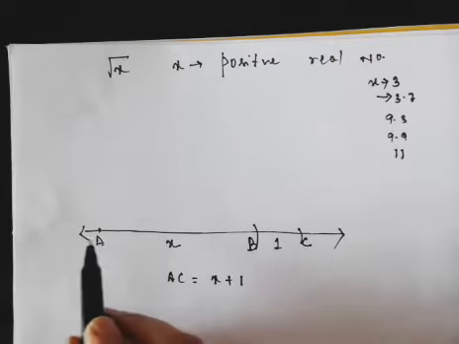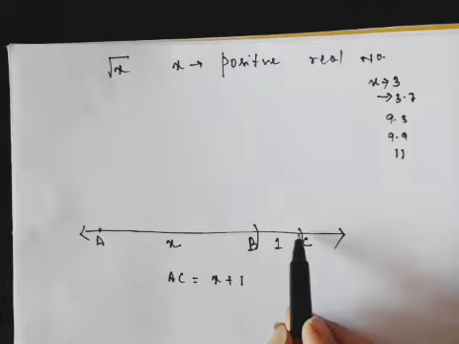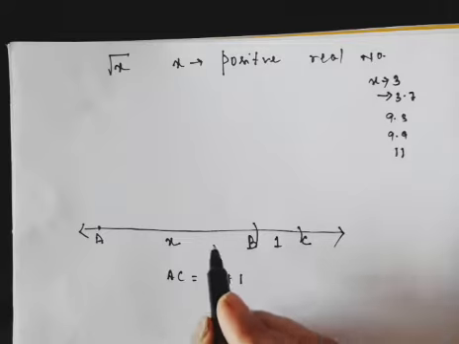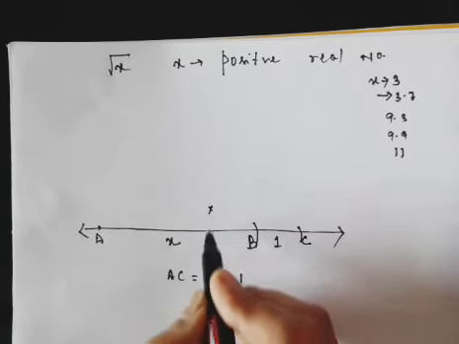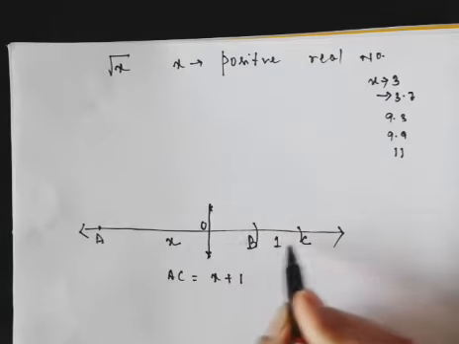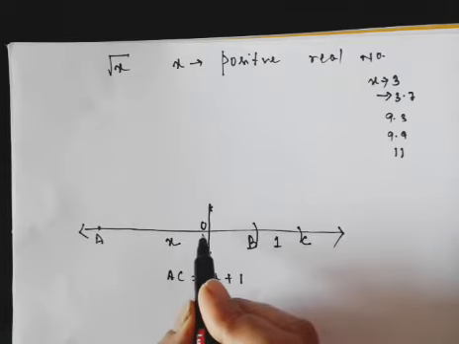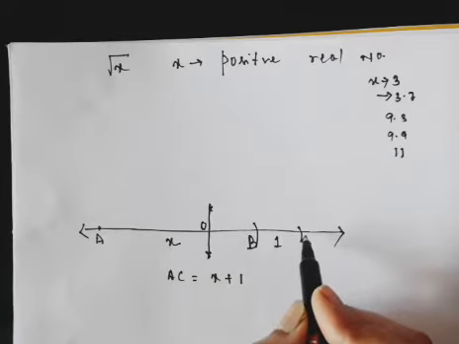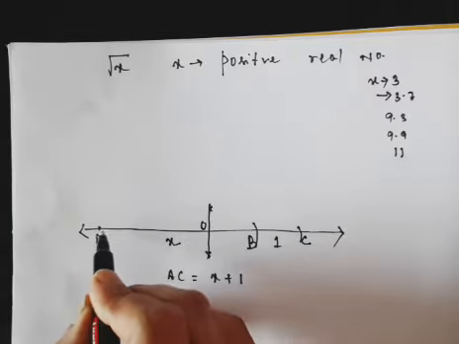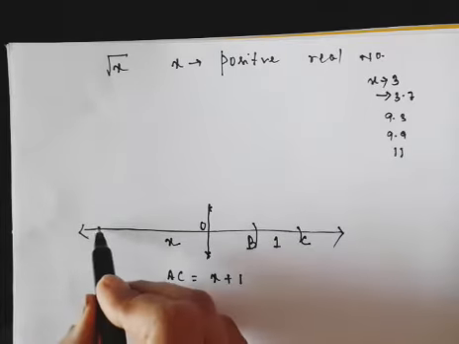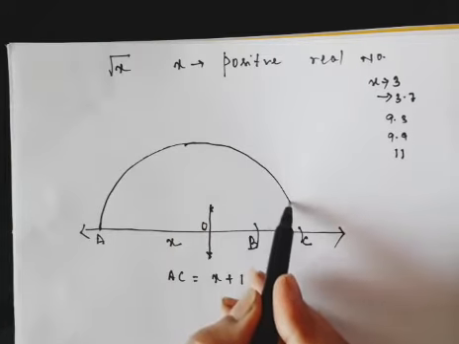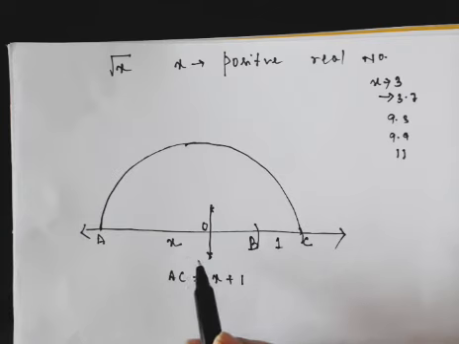After that, you find the midpoint of AC. To find the midpoint of AC, we have to draw a perpendicular bisector of AC. Suppose O is the midpoint of AC. So we can say now OA is equal to OC. So by taking O as center and radius OA or OC, let us draw a semicircle. So our third step is over.